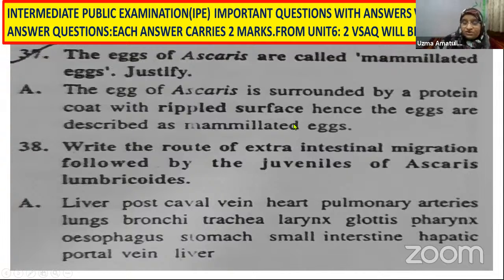2 marks important question: write the route of extraintestinal migration followed by the juveniles. Juvenile means larva of Ascaris lumbricoides. Extraintestinal means other than the intestine, where the larvae are traveling: to the liver, to the heart, and to the lungs. To the liver through the hepatic portal vein, to the heart through the postcaval vein, and to the lungs through the pulmonary artery. Then they travel to the trachea, larynx, glottis, and come back to the small intestine.